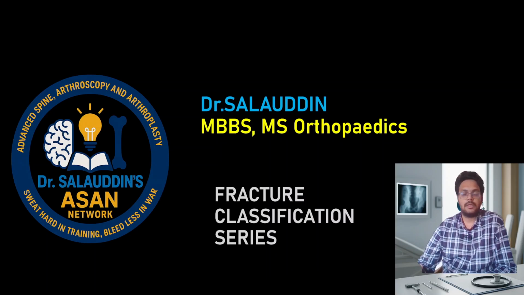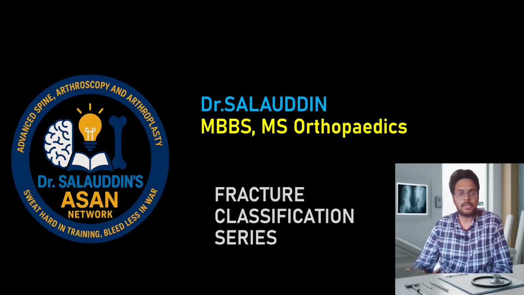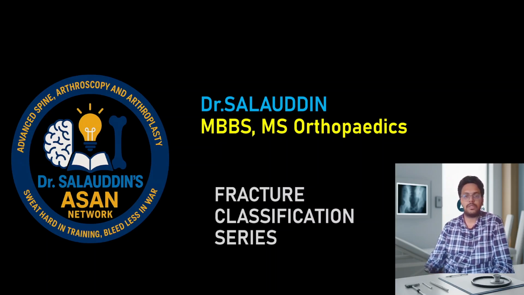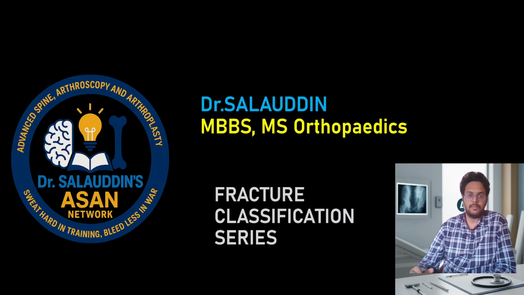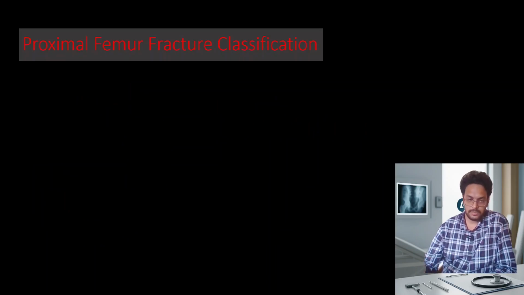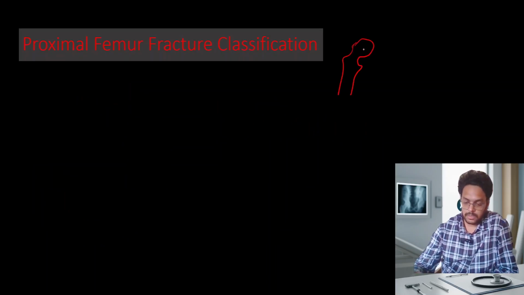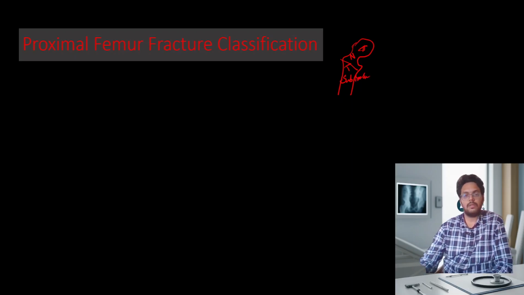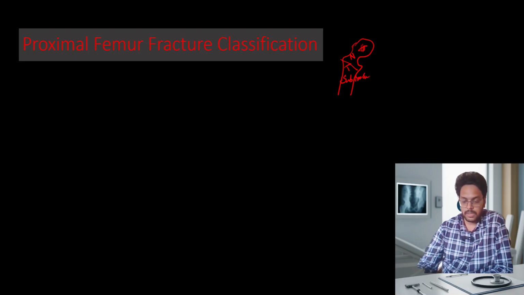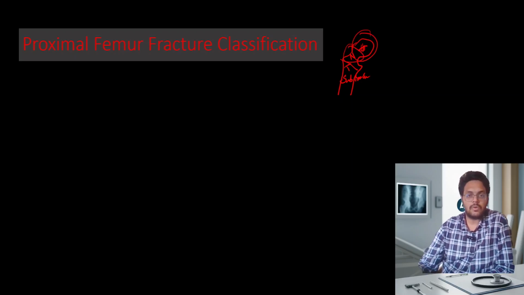So the next important bones in our fracture classification series are the lower limb bones. We are starting with the femur, that is the proximal femur. In the proximal femur, this is the head region, this is the neck, this is the trochanteric region, and this is the subtrochanteric region. Today we will be discussing the head and the neck fractures. We will be discussing the trochanteric and subtrochanteric fractures in the next video.